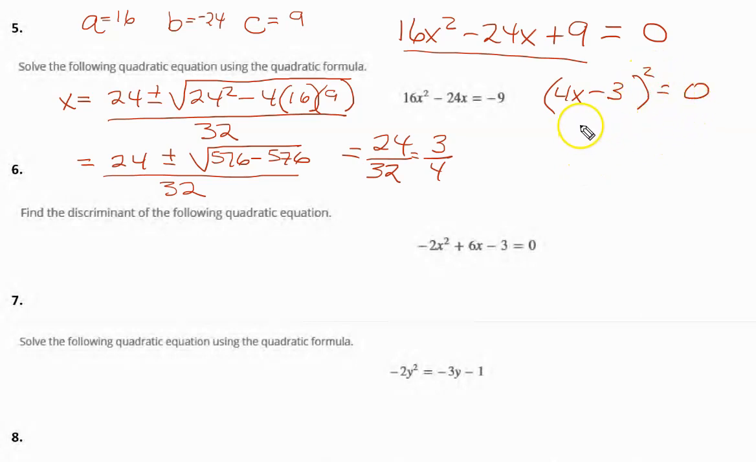So again, if you solve this, the 3 comes over as a positive 3, and you divide by 4, and you get the same results. So this is a perfect square trinomial, could have been factored. And we also, putting this in standard form, could put it in the quadratic formula. All right, let's go on to our next one. Again, hopefully you're asking questions if needed.